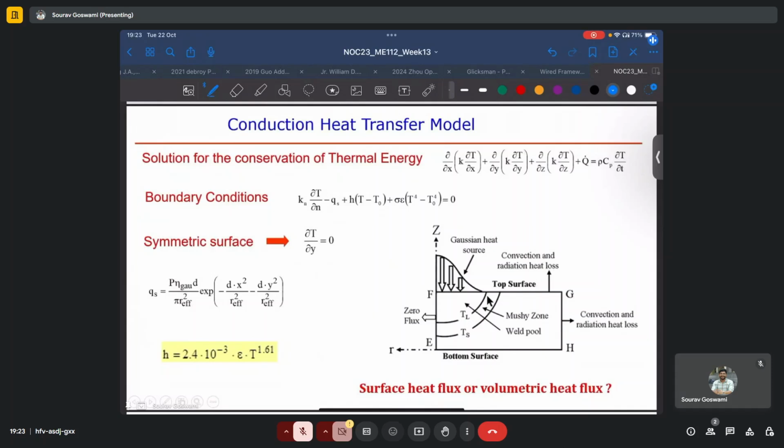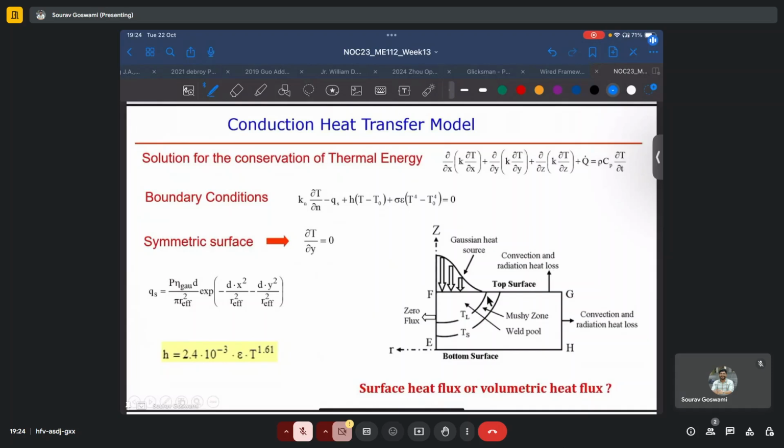If we are only modeling half of the domain, and typically this is done to reduce the computational time, if we know that a symmetry plane exists anywhere in our domain, we can choose to model only half of it. And in such a case, across that symmetry plane, all fluxes will be zero. So typically this is represented as the temperature flux ∂T/∂y equal to zero across the symmetric plane.